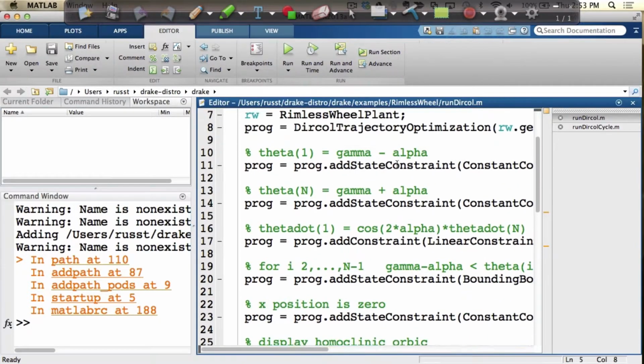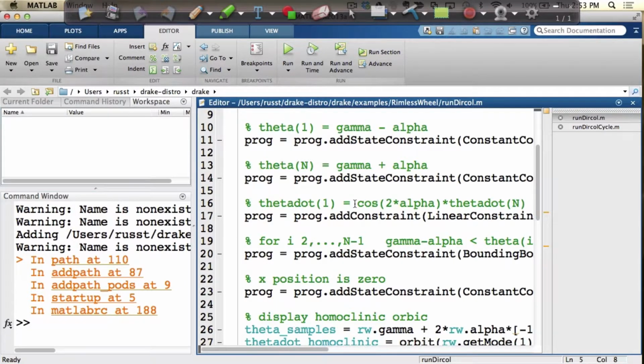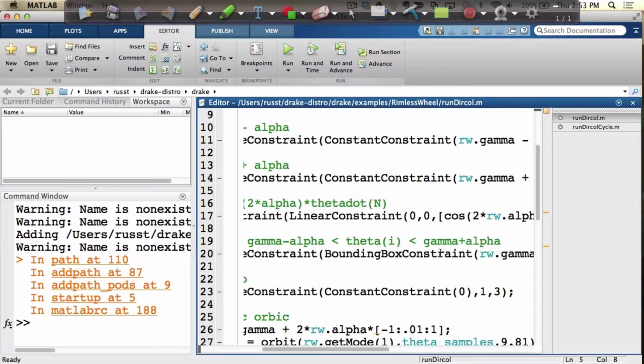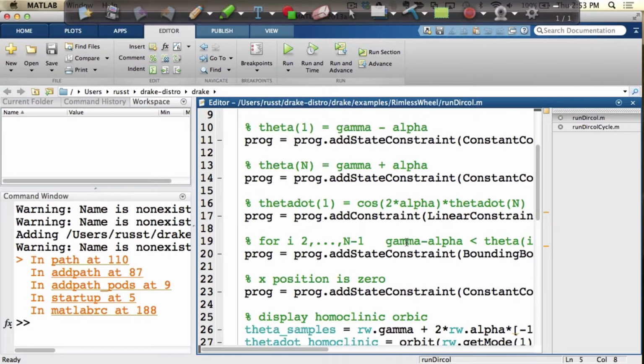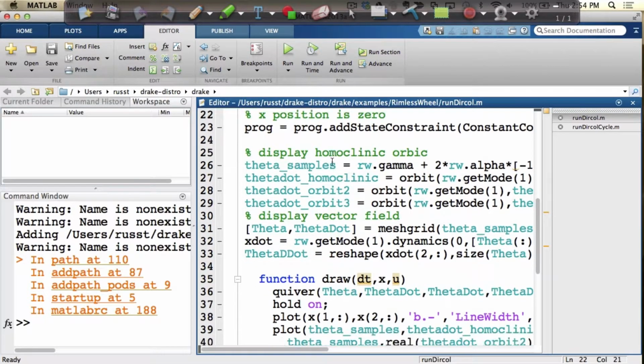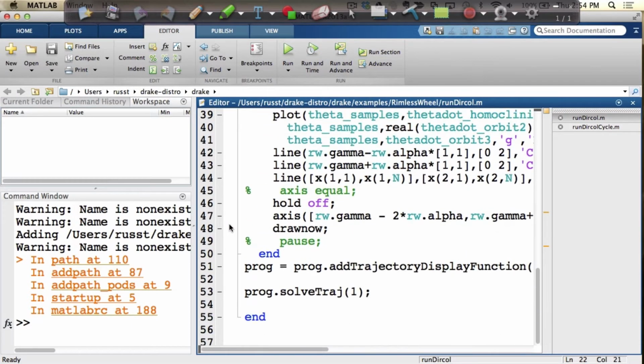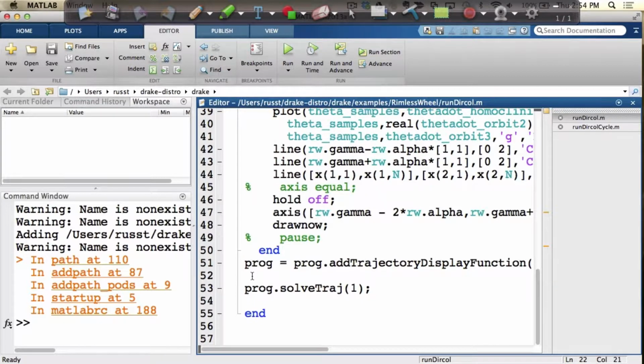So I did exactly what we just said. I said theta 1 is gamma minus alpha, theta n is gamma plus alpha, and theta 1 dot is my periodicity constraint. I said let's keep theta in the range for all the intermediate points. I have one extra state, just to make my animation look cooler, which keeps track of how far it is down the ramp. I said the initial condition is 0 for that. Almost all this code is just to plot it pretty for you, so lines 25 to 50 are just to make a pretty plot. Then at line 51, I solved.